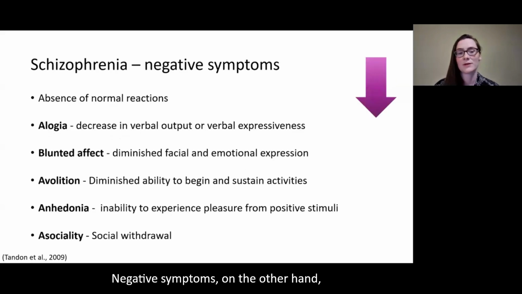Negative symptoms, on the other hand, reflect an absence of normal reactions. For example, blunted affect refers to diminished facial and emotional expression. Anhedonia is the inability to experience pleasure from positive stimuli. And asociality refers to social withdrawal.